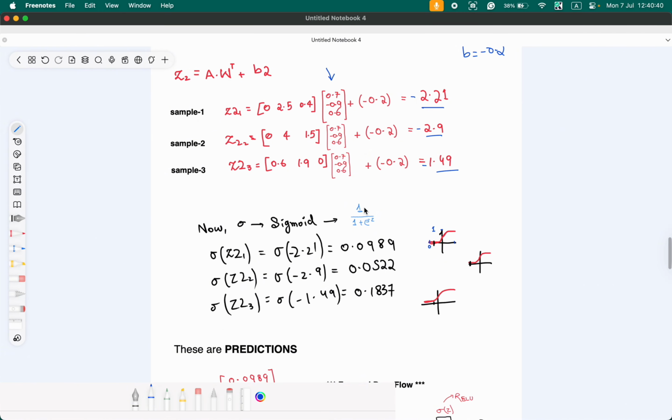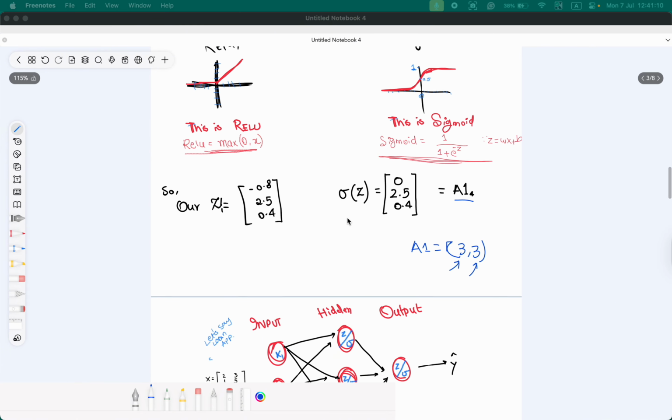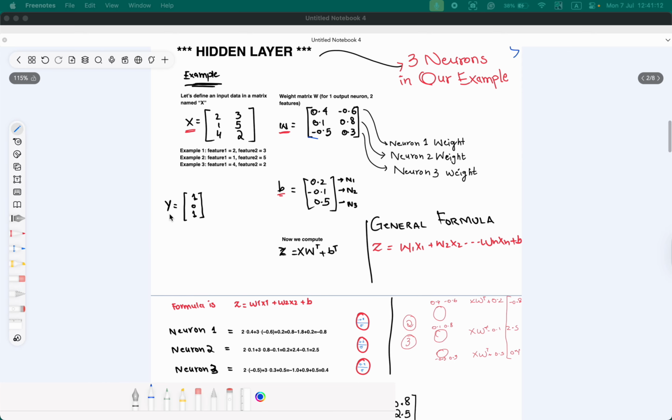So you can use a calculator, and after calculations you will find out that if you put minus 2.21 here, the result will be 0.0989. So this final prediction for sample 1 is 0.0989, but in our example there was an output y equals 1 for sample 1, and for sample 2 it was 0, and then for sample 3 it was 1.